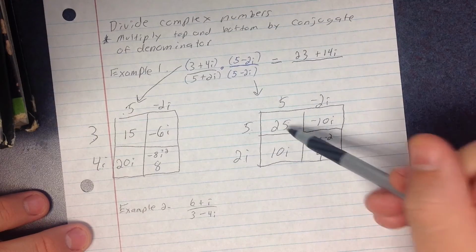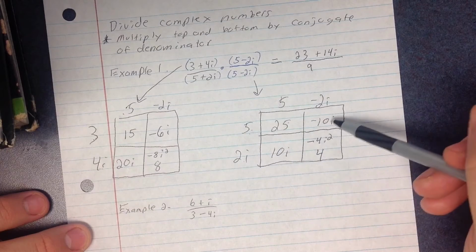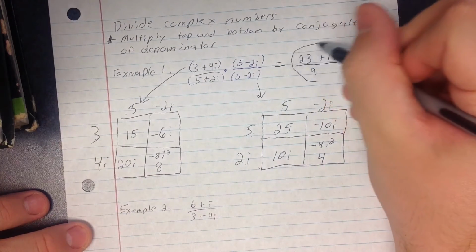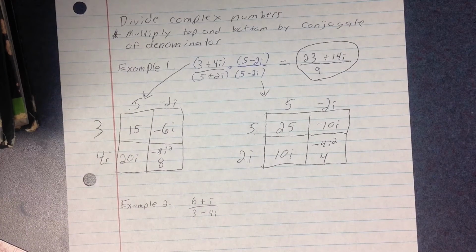Now if you add your real parts, 25 plus 4 is 29. 10i and negative 10i would actually cancel. So then my answer is 23 plus 14i over 29. So again, we do the conjugate to get rid of that i on the bottom.